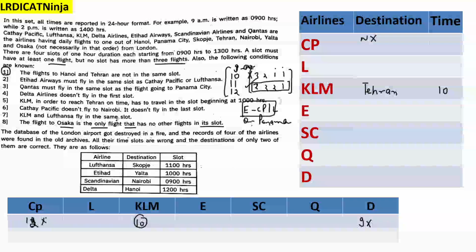KLM and Lufthansa fly in the same slot. So if KLM is flying in the 10 a.m. slot, Lufthansa is also flying in the 10 a.m. slot. That is fixed.